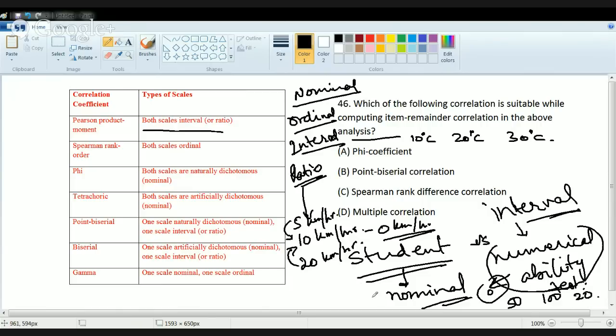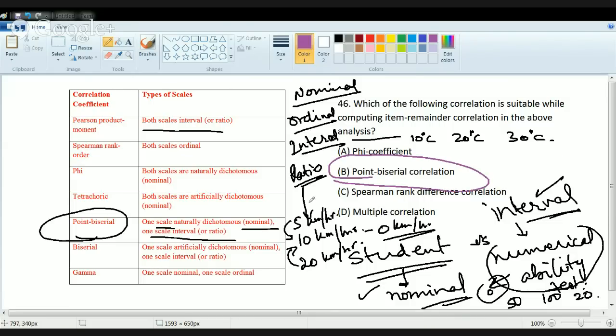So what I'm trying to do is find the relation between two scales. One is nominal, the other is interval. When we try to find the relation where one is nominal and the other is interval or ratio, the answer is point biserial. So here the answer would be point biserial correlation. What is important is that you must know which type of correlation is applied with which scale. For gamma, you have one nominal, one ordinal. You must remember this table in order to answer such questions. So that was the first question.